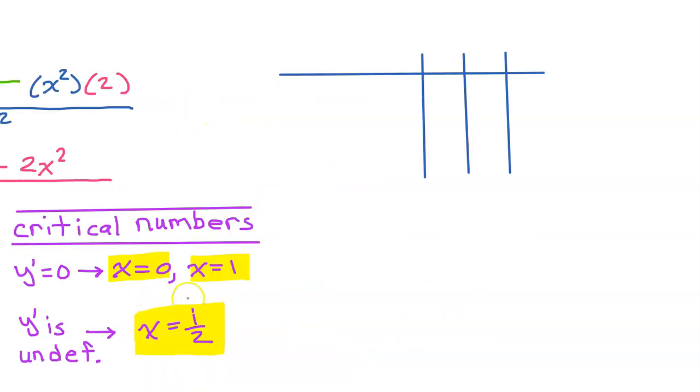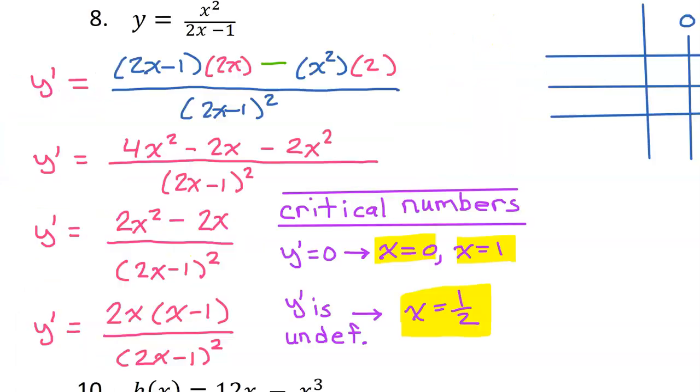Next, you use the critical numbers to set up a sign chart. So I'm marking off this number line with my critical numbers in order: 0, 1/2, and 1. The sign chart will need a row for each factor in the derivative. So I see that I have 3 factors in the derivative, so I will need 3 rows.